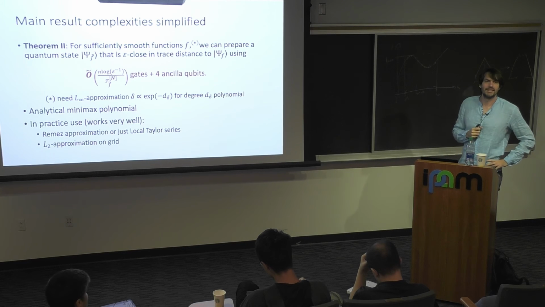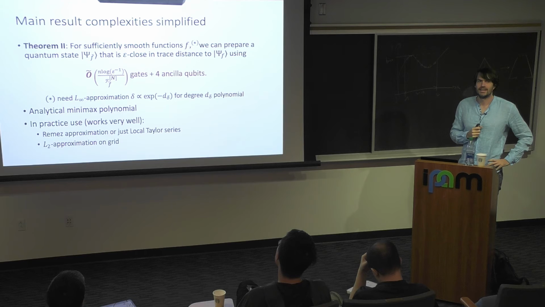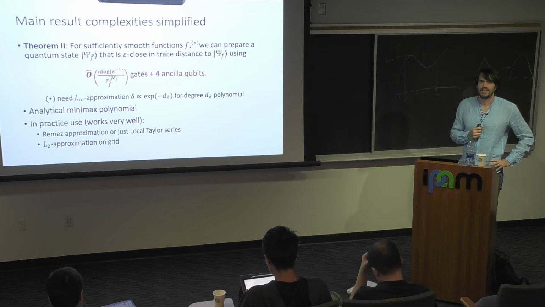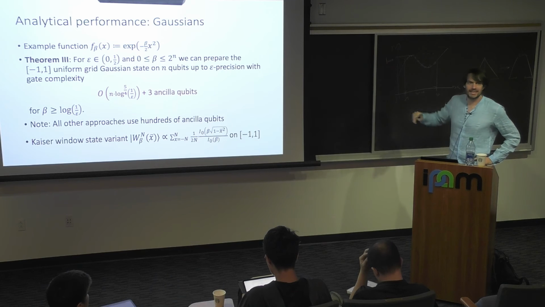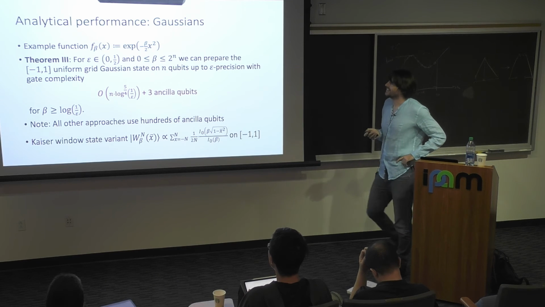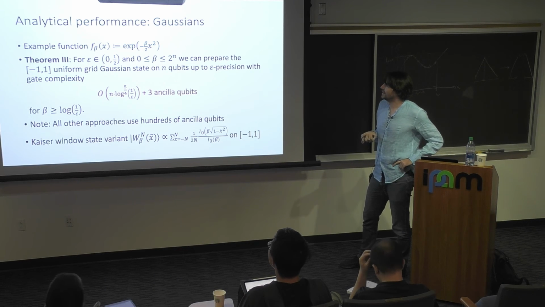Yes, Robin. Do you have a motivating example of a smooth function? Presumably there was a smooth function that you wanted to create the state for, and that's why you started this project. What's a good function to keep in mind? Gaussian, I think. Yeah, let's do this slide first then. You look at the Gaussian.